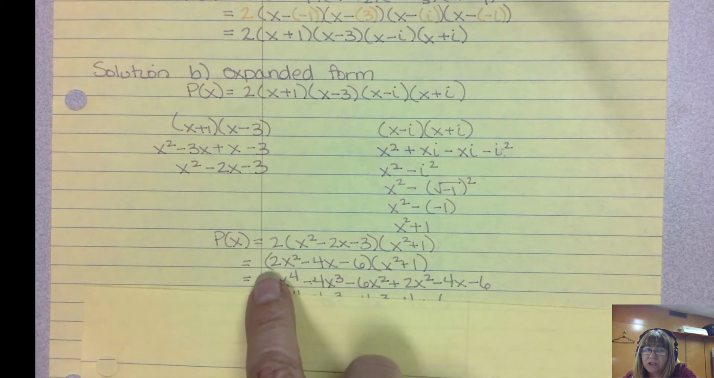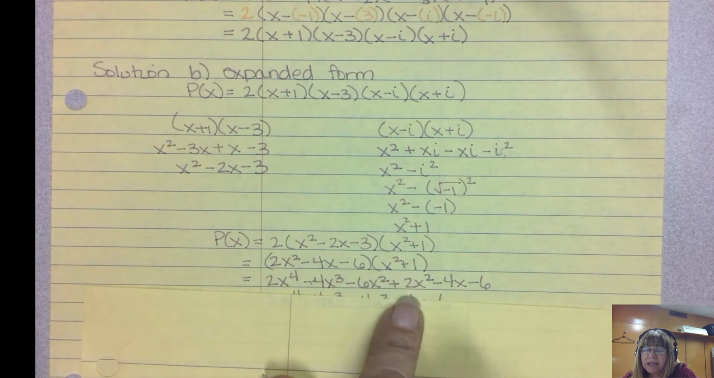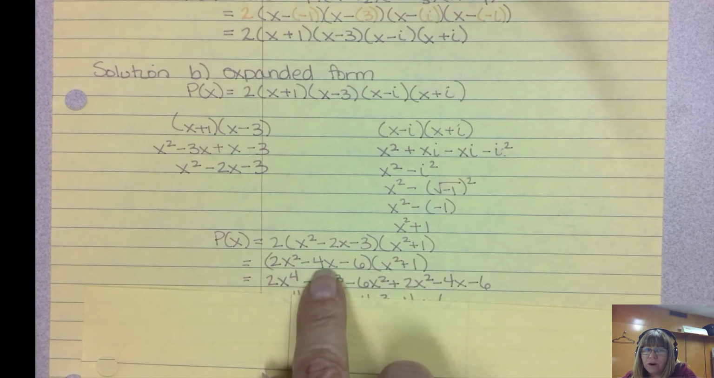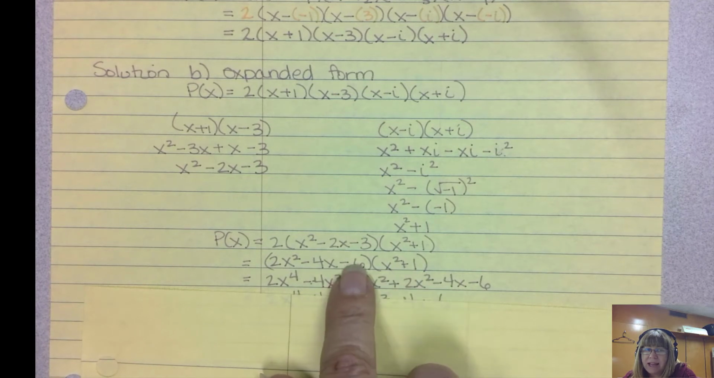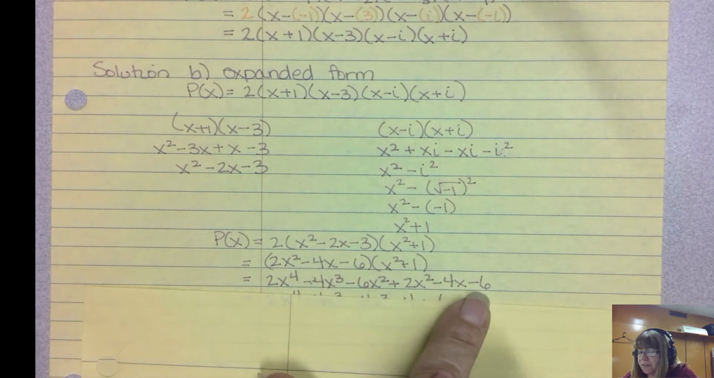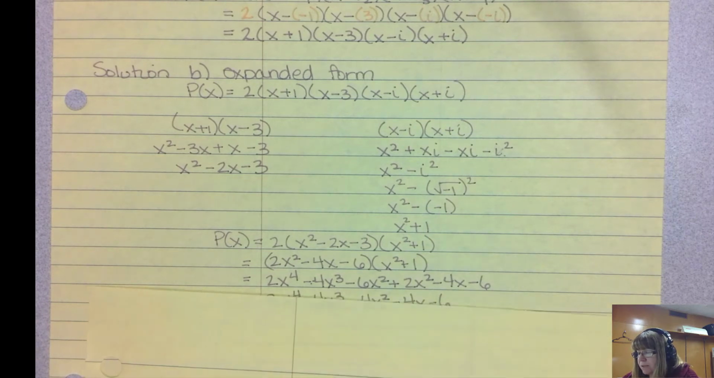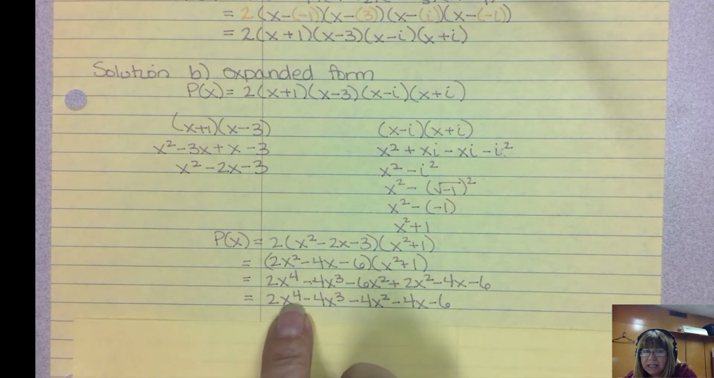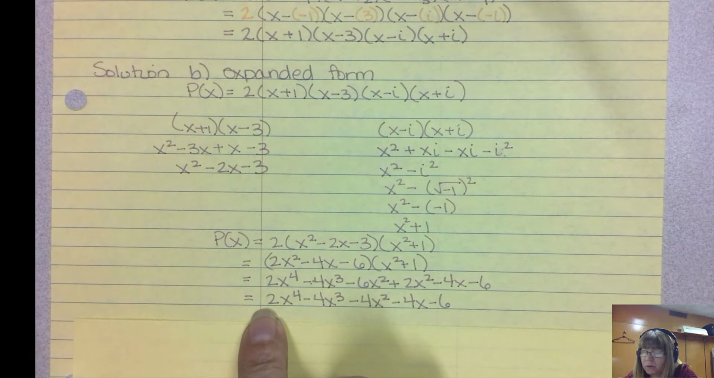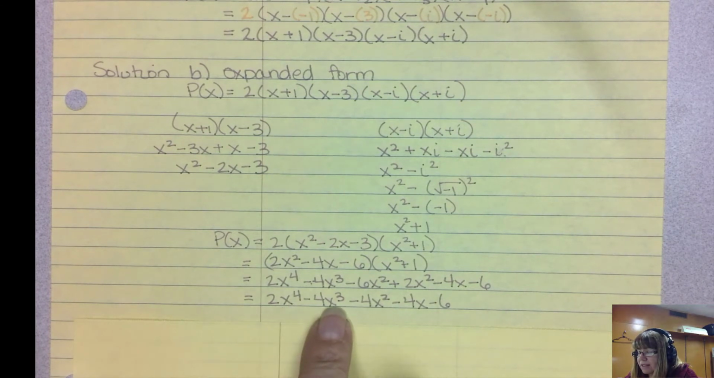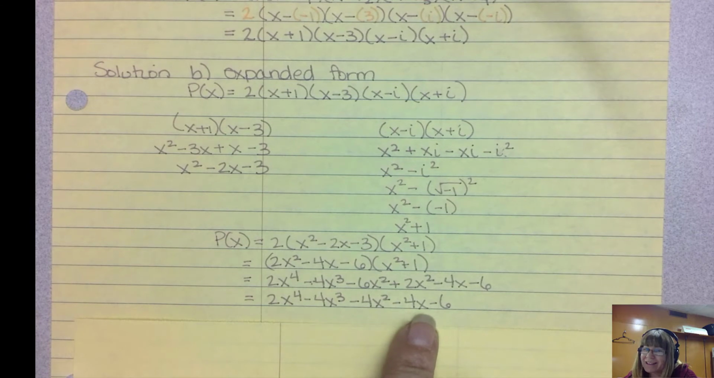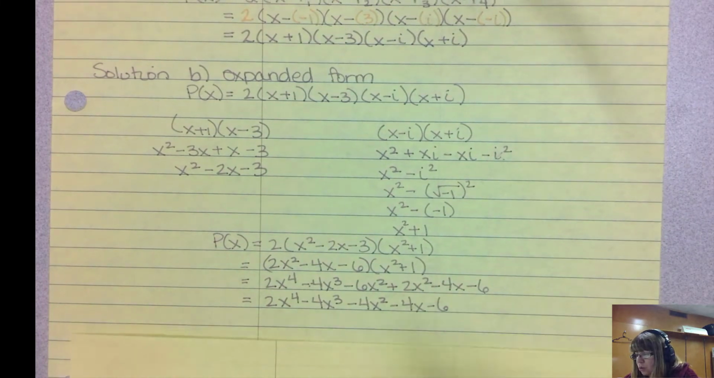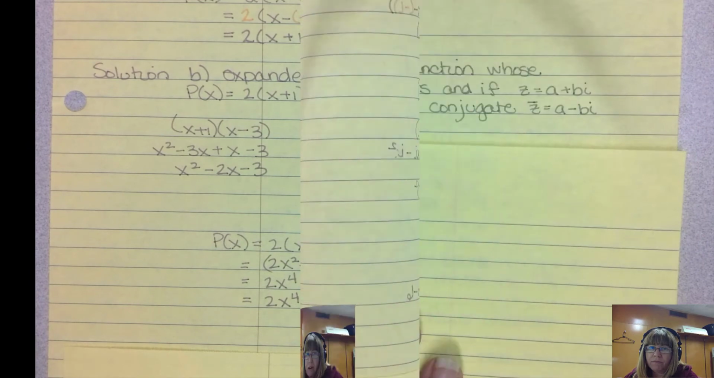Now, let's do the rest of it. 2x squared times 1 is 2x squared. Negative 4x times 1 is negative 4x. And negative 6 times 1 is negative 6. Now I'm going to combine like terms, and I end up with my polynomial expanded. It is degree 4 with a leading coefficient of 2: 2x to the 4th minus 4x cubed minus 4x squared minus 4x plus 6. It's a mouthful, but if you take it a step at a time, it shouldn't be too much of an issue to pull this all together.